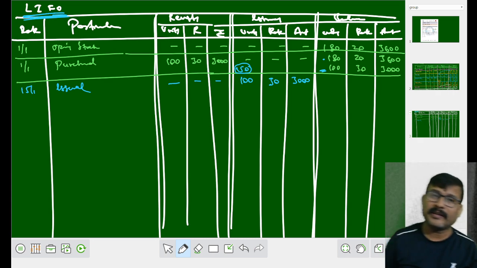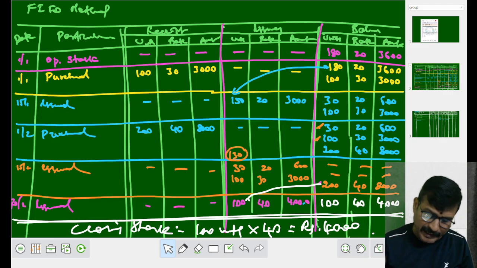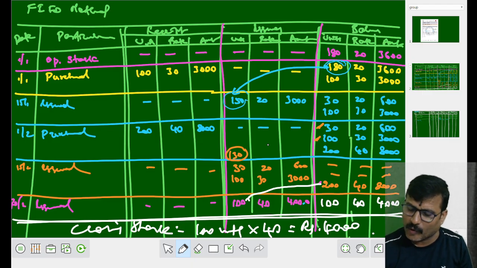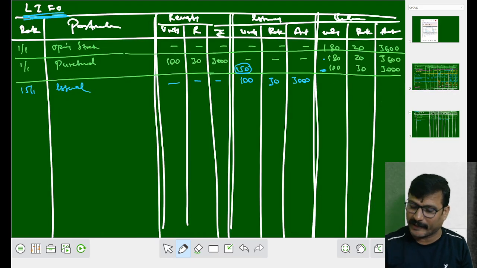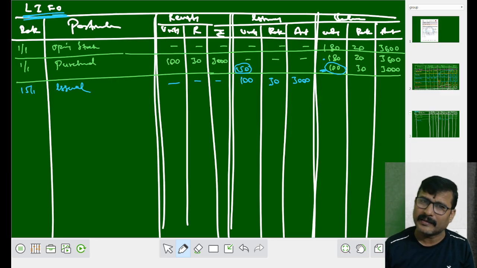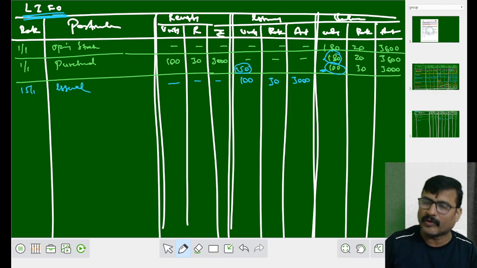Sir, why are you giving the units from the last lot? Why did you give the units in the earlier case from the first lot? Please remember, my dear children, this is the technical difference between FIFO and LIFO. Under the FIFO method, issues are to be made out of the first lot. But in the LIFO method, issues are to be made from the last lot. You have to give 100. Then how much? Out of 150 you gave 100, so again you have to give 50. From where? You give the 50 out of 180.